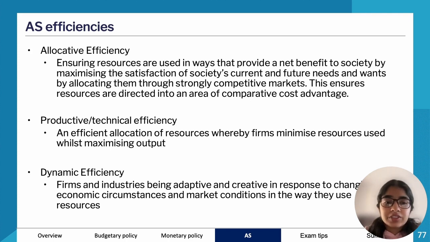firms or industries, they're being really adaptive. So they respond very quickly to changes in demand, changes in market conditions, and the way that they use resources. So an example of dynamic efficiency is, let's say, it could be because of taste. So let's say summer's almost over, winter's coming, right?